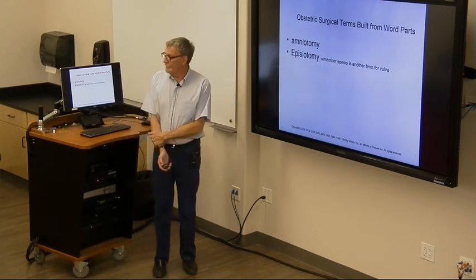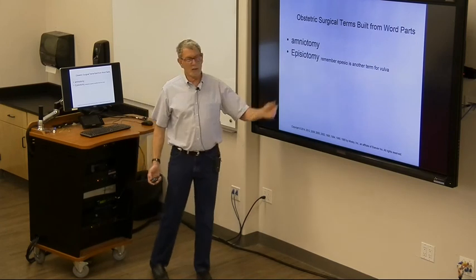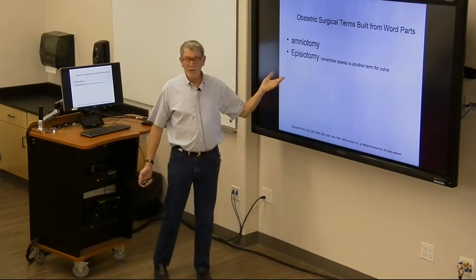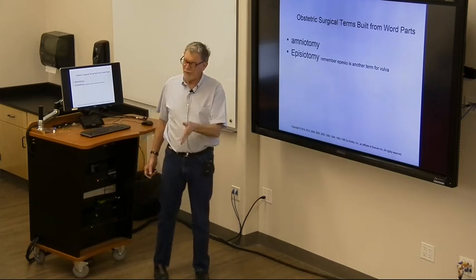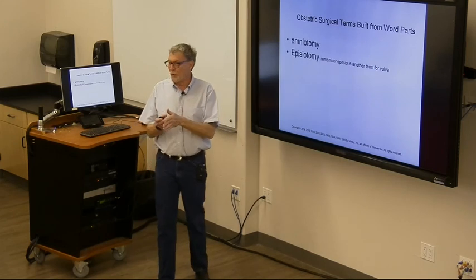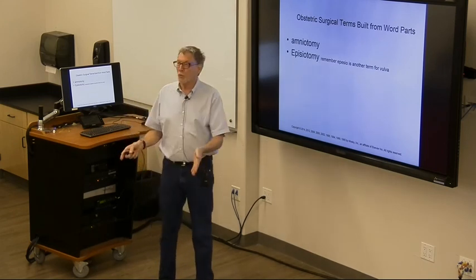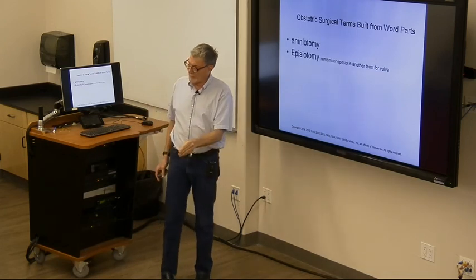Amniotomy. What are you doing? Cutting into it. Episiotomy. Remember the other term for vulva is episio. So episiotomy is done so that the child can come out easier. And episiorrhaphy is done afterward, or episioplasty, afterward to sew it back up.